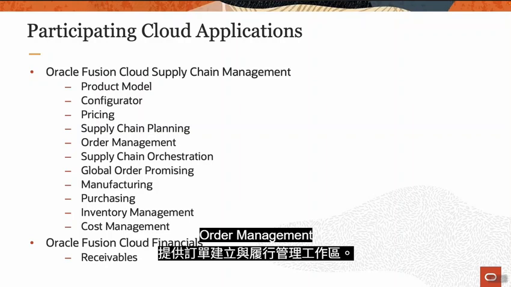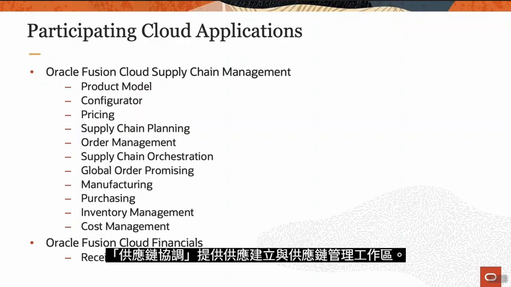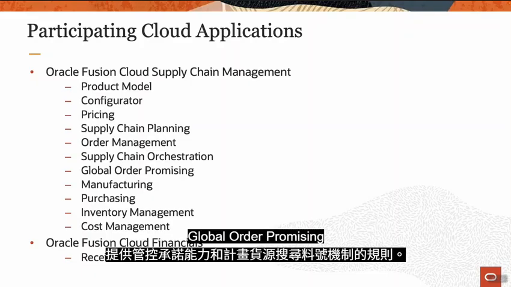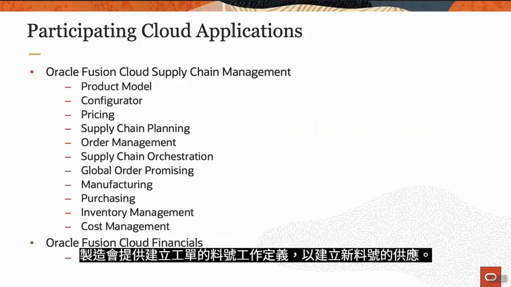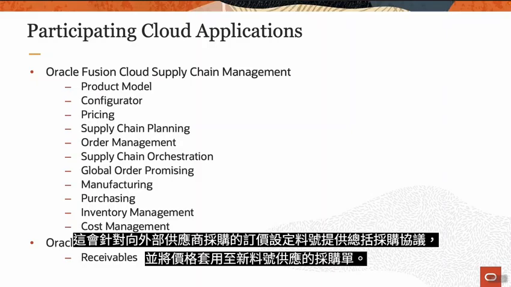Order Management provides the order creation and fulfillment management workspace. Supply Chain Orchestration provides the supply creation and supply chain management workspace. Global Order Promising provides rules that govern the ability to promise and the mechanism to plan sourcing the item. Manufacturing provides the item work definition for work order creation for creating new supplies of the item.